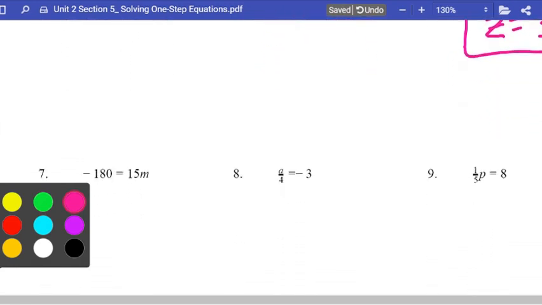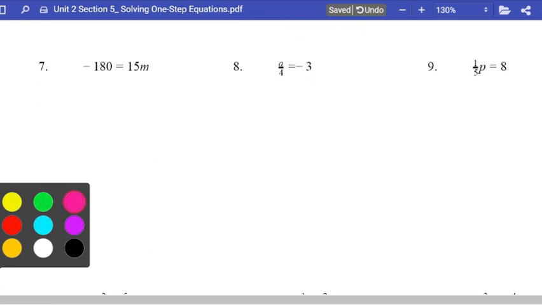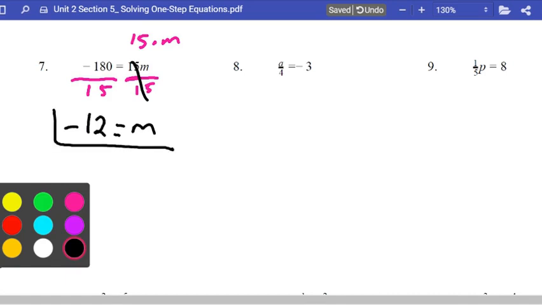Rolling on. Negative 180 equals 15m. All right, what's keeping the m from being alone? 15. What's it doing to the m? It's multiplying. That's 15 times m. So how do we undo that? We divide both sides by 15. So now those will cancel out, and we're left with just m on that side. Negative 180 divided by 15. If you toss that in your calculator, it's just going to give you negative 12. So m equals negative 12.